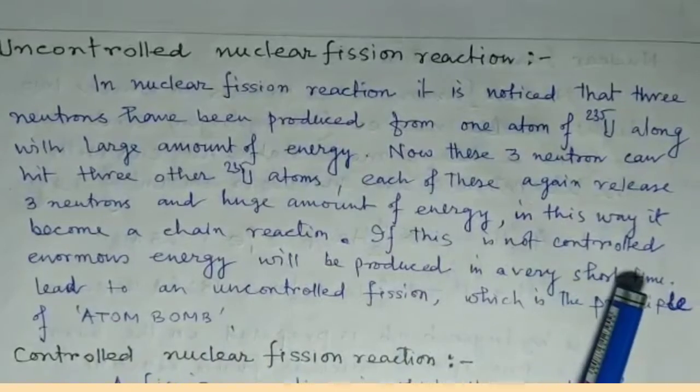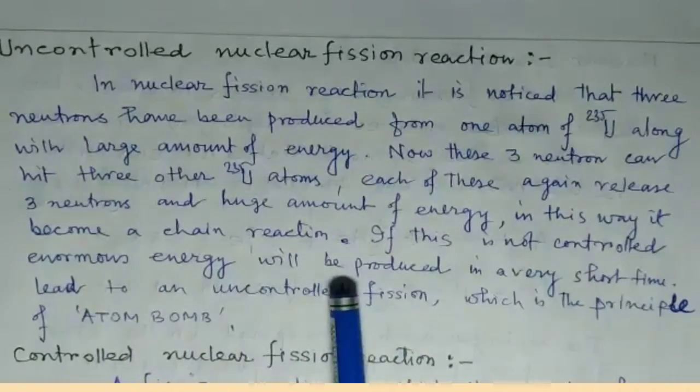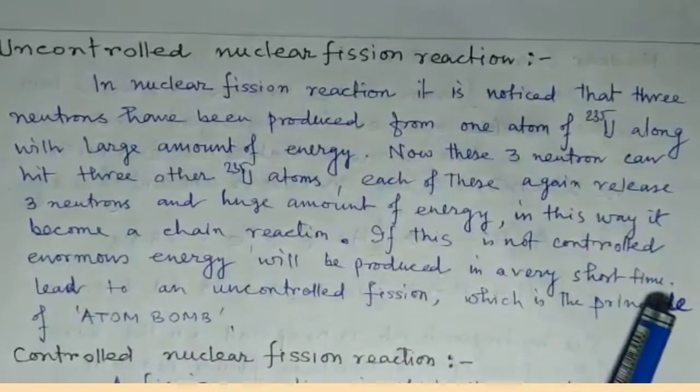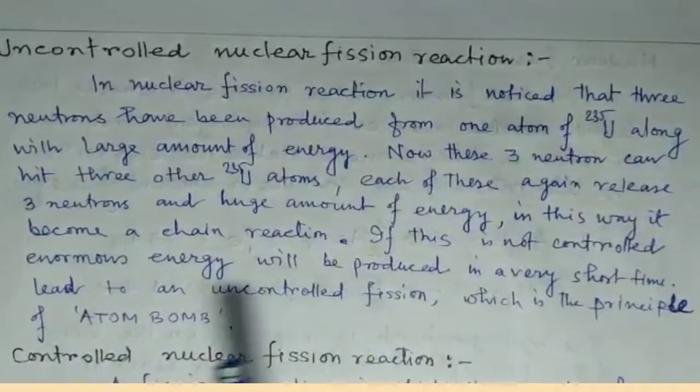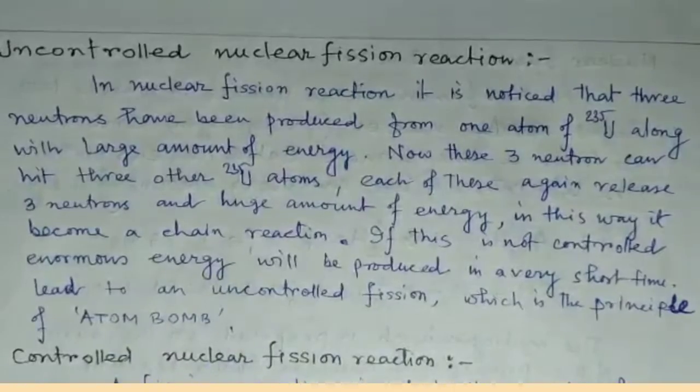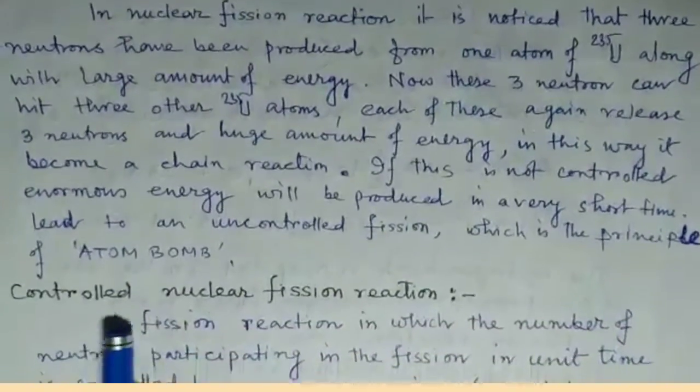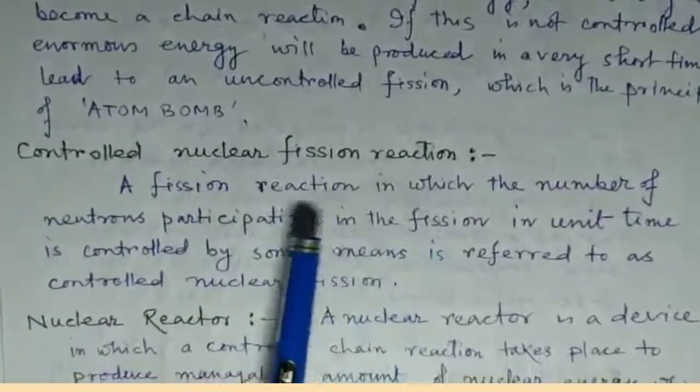If this is not controlled, enormous energy will be produced in a very short time, which leads to an uncontrolled fission, which is the principle of the atom bomb. The second one is the controlled nuclear fission reaction.